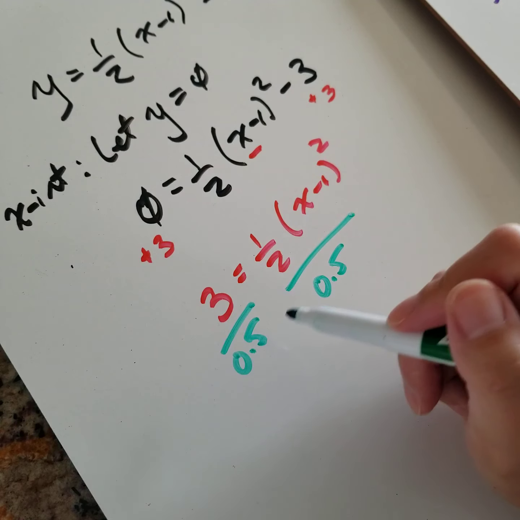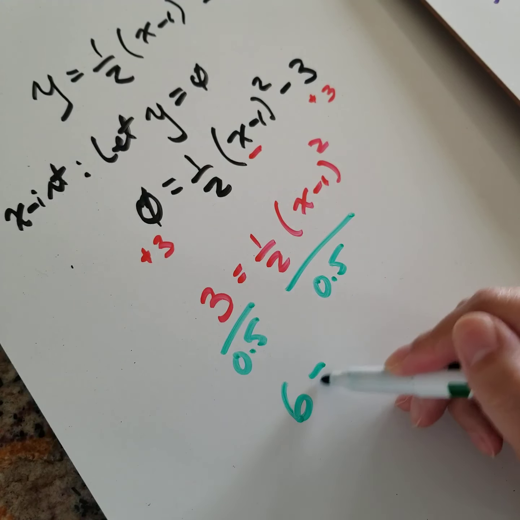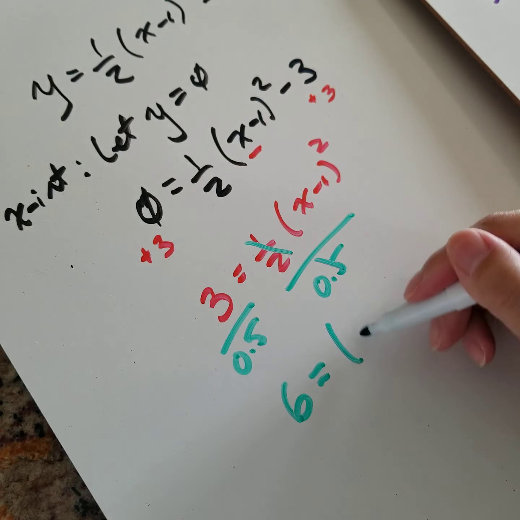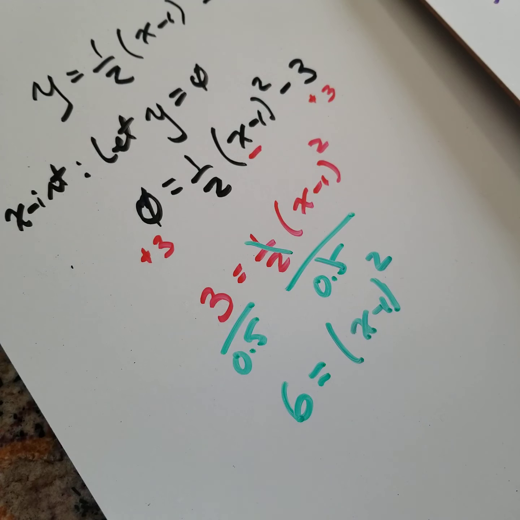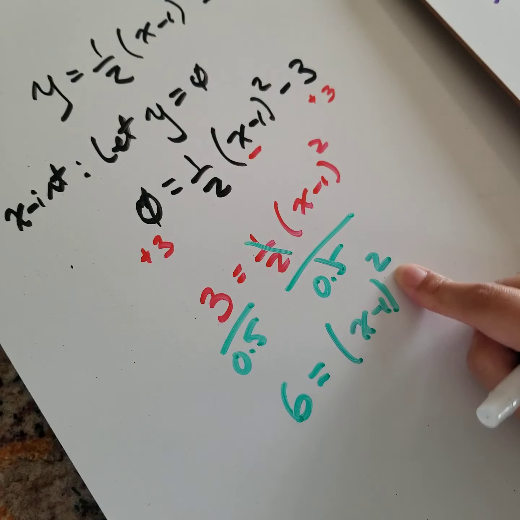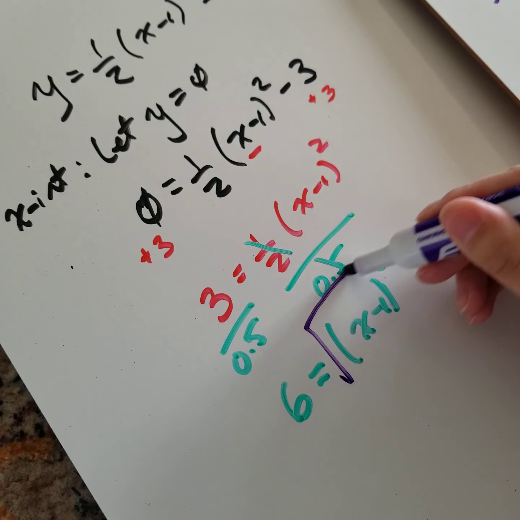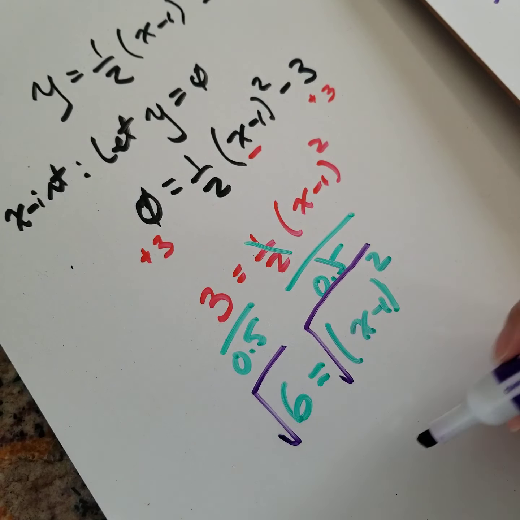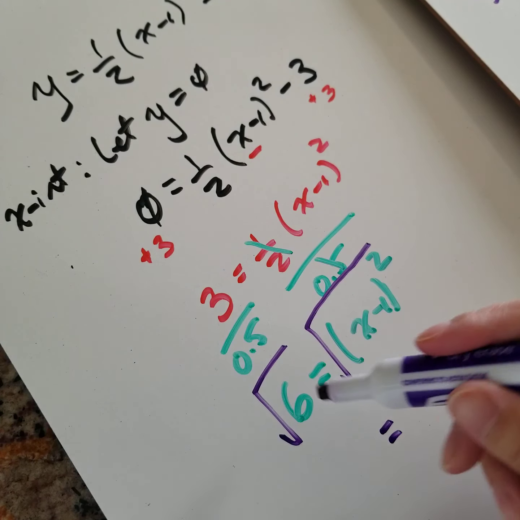And this is not 3 divided by 2, this is 3 divided by half. So this actually becomes 6. This cancels, and this is now x minus 1 squared. So here I have an exponent, and it's being squared. What's the opposite of squaring? I'm going to obtain the square root. So let's find the square root of 6. You're going to get a decimal number for this. So this is x minus 1, and I have the square root of 6.